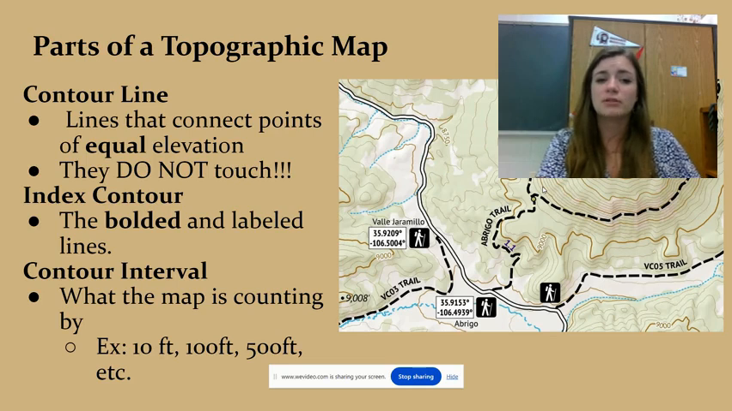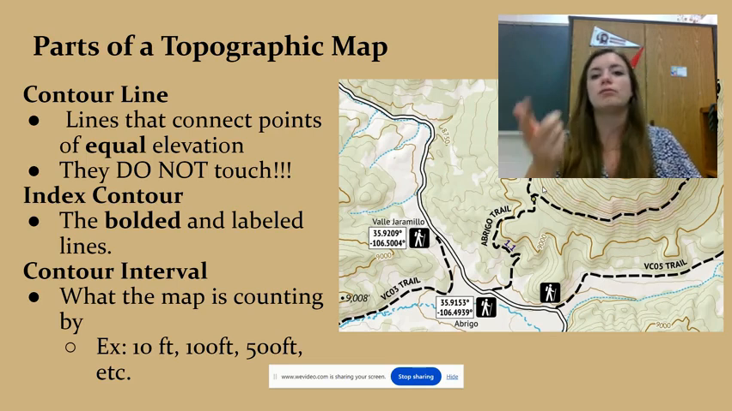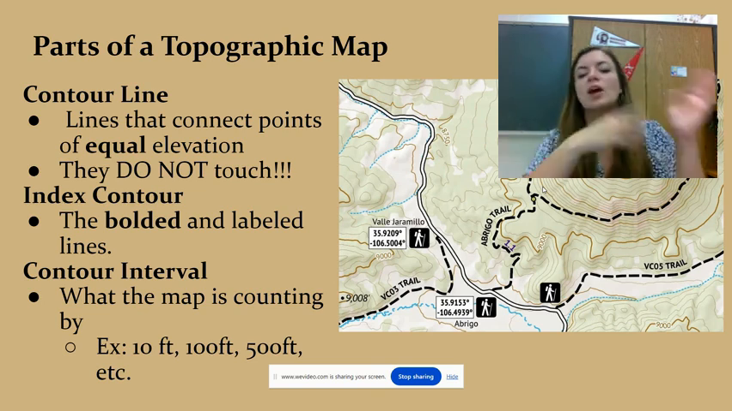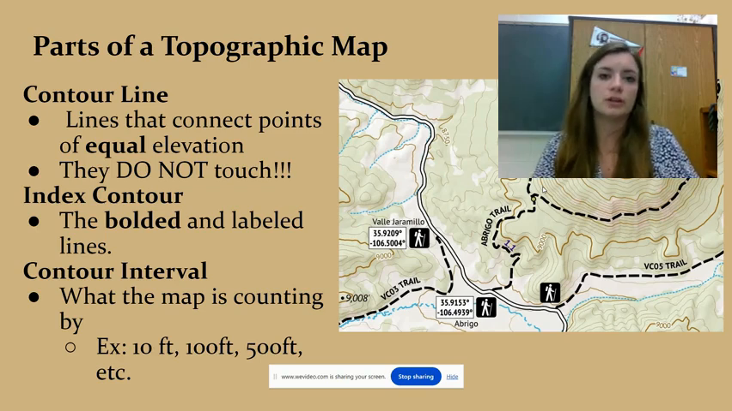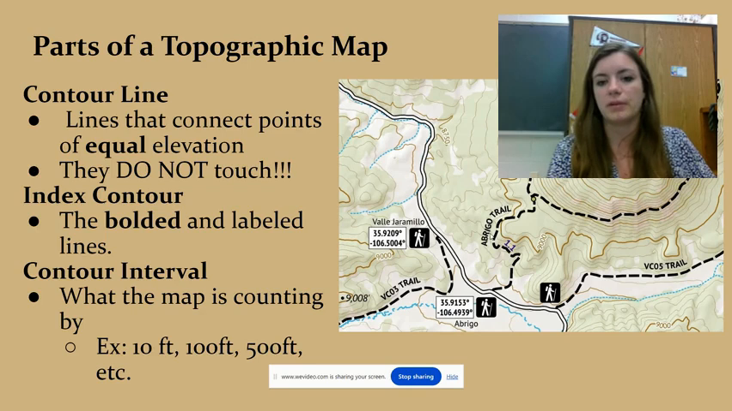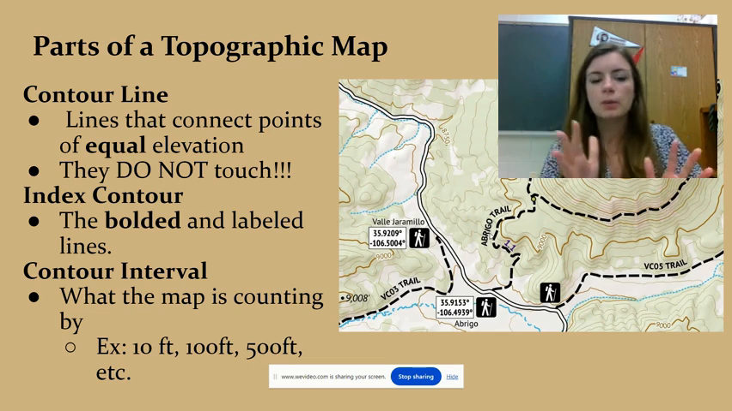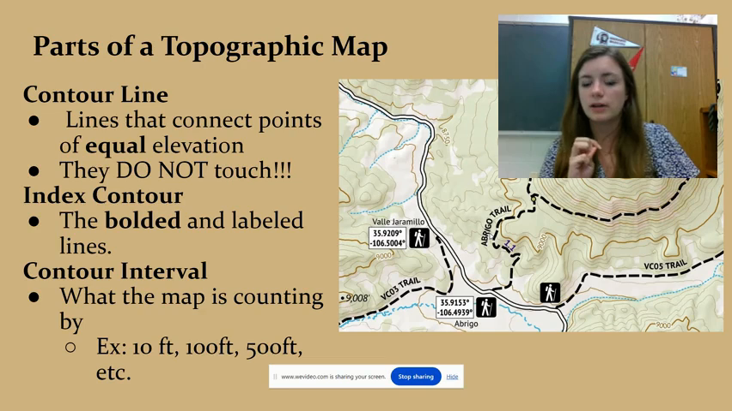That's pretty much the main reason why we bold them, is that way we don't have to label each one, and we can figure out what we're counting by for the minor lines in there. All right, so I'm trying to think what else I still need to cover with this one. Yeah, main thing with contour lines, they don't touch. Each one represents its own value.